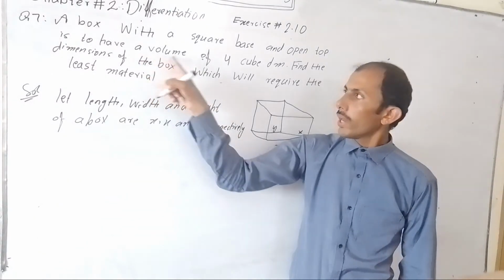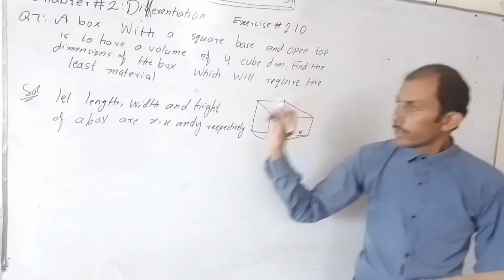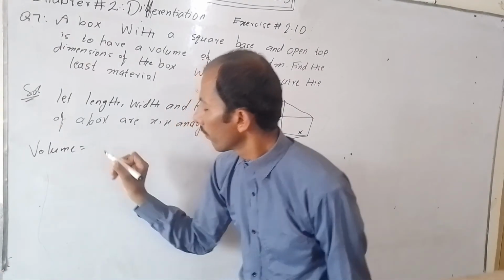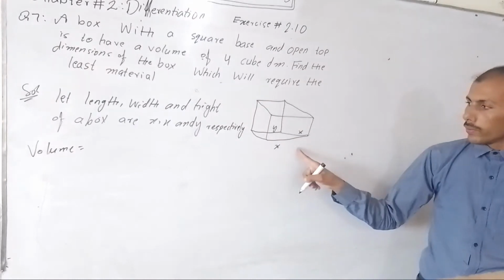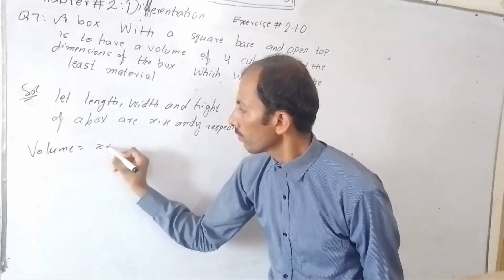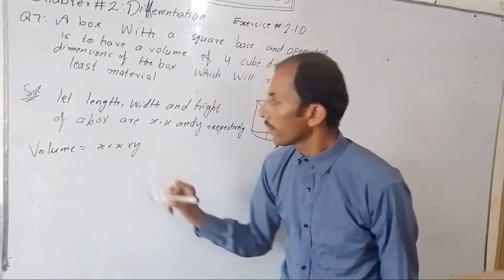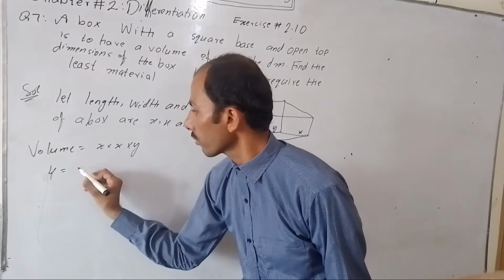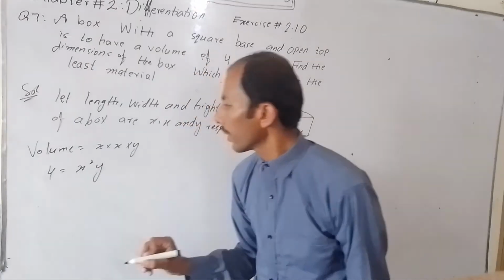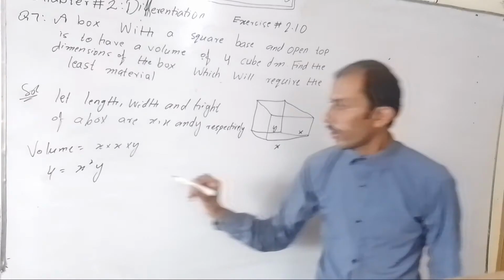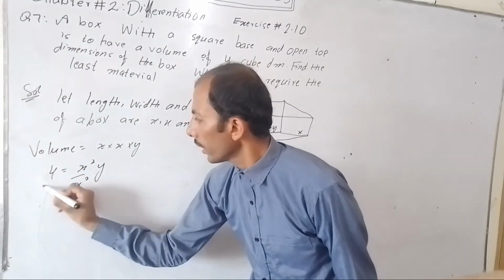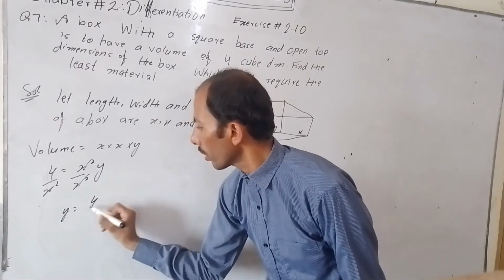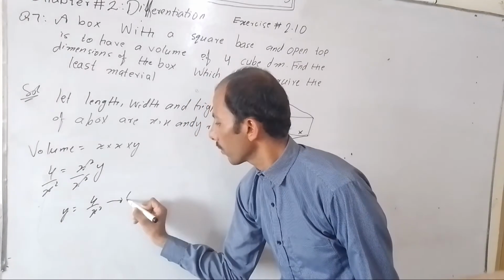It is to have a volume of 4 cubic dm. So volume is equal to x multiplied by x multiplied by y, and volume is equal to 4. So 4 is equal to x square y. Dividing by x square on both sides, x square cancels. y is equal to 4 divided by x square. Equation number 1.